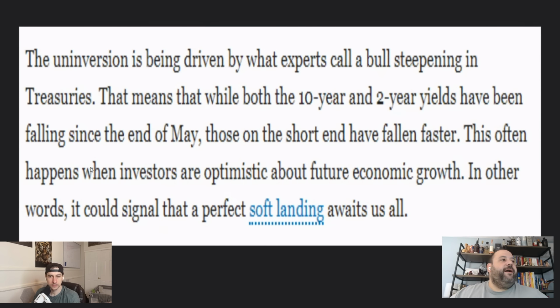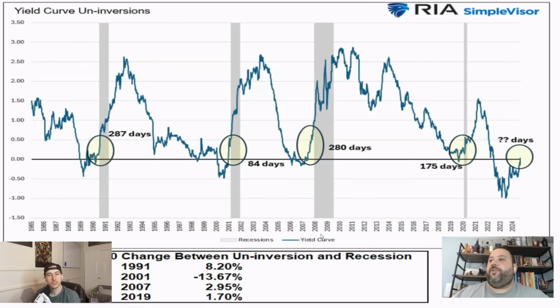Those on the short end have fallen faster. This often happens when investors are optimistic about future economic growth. In other words, it could signal a perfect soft landing as well. So that's another counterpoint to this. Maybe they're just really happy about how good Jerome Powell has done as far as the job. I do think he has done a good job.